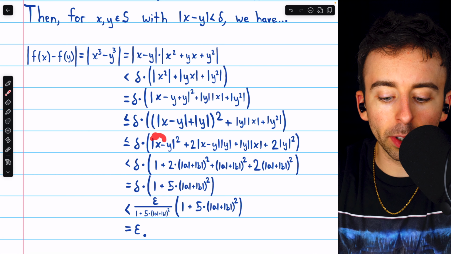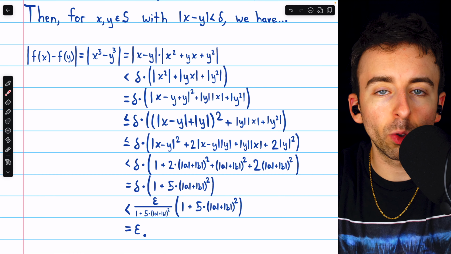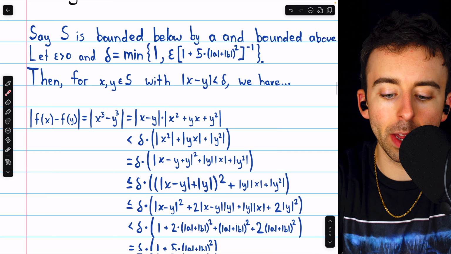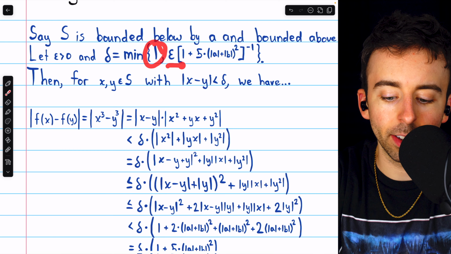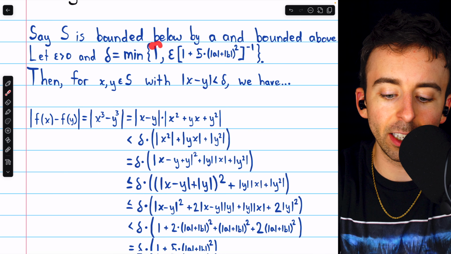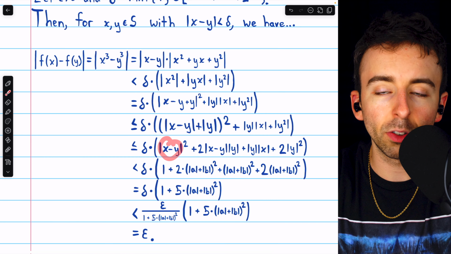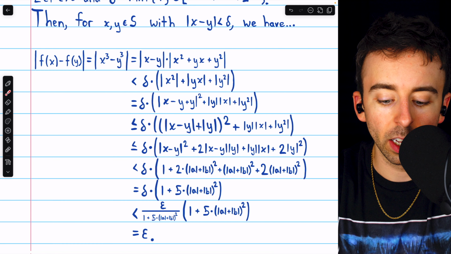Now we'd like to be able to replace the absolute value of x minus y with some definite number. So that's why we say let's have delta be the minimum of 1, and then we'll see what comes next. But let's at least put 1 there as an upper bound. So we can replace the absolute value of x minus y squared with 1 squared, which is 1.